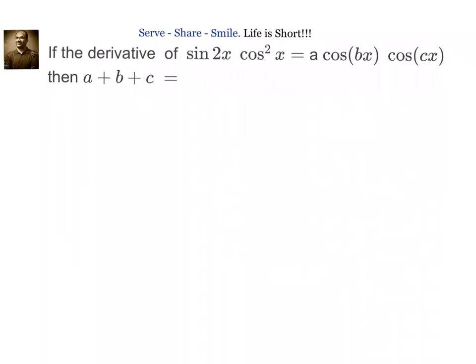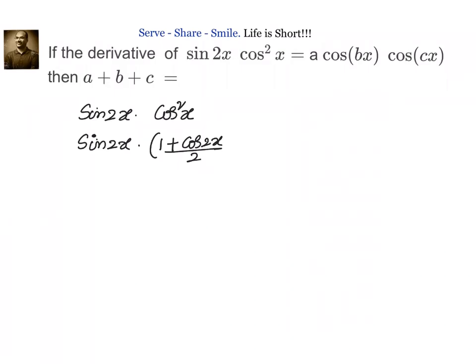So let's go to the left hand side. We will write down sin 2x into cos square x. Now we need the sum of sine functions. So I will keep sin 2x as it is. I will write down cos square x as 1 plus cos 2x divided by 2.